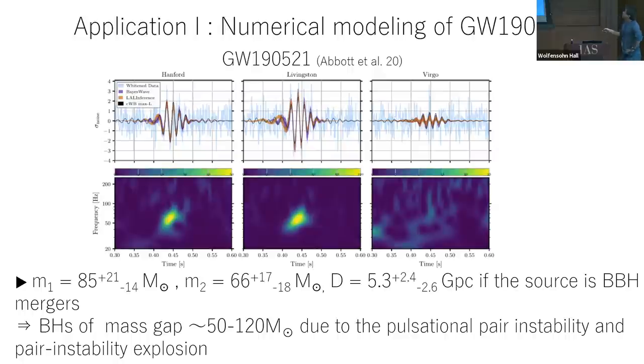And by using the binary black hole merger templates, they estimated the primary mass is 85 solar mass, and the secondary mass is 66 solar mass. This inferred mass fascinates us because we expect a black hole mass gap between 50 and 120 solar mass due to the pulsational pair instability or pair instability supernova explosion.